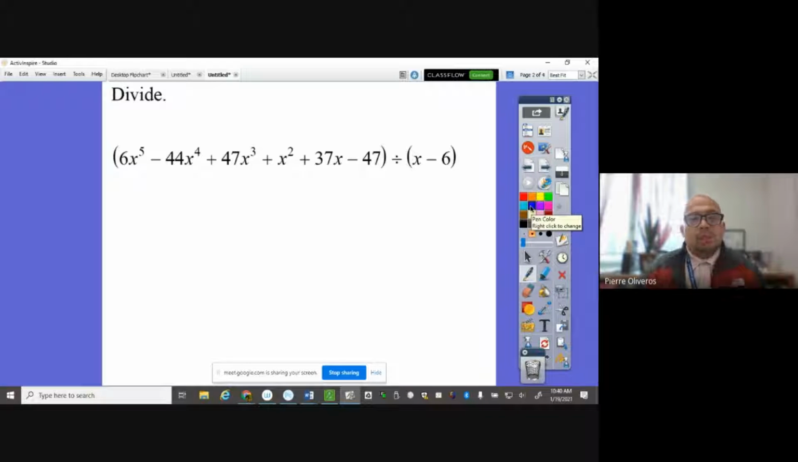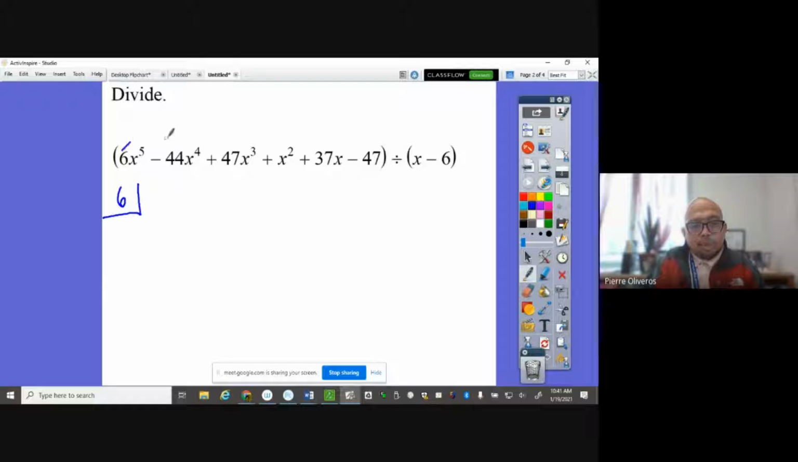All right, so first, we're going to divide this using synthetic division. 6x to the fifth minus 44x to the fourth plus 47x cubed plus x squared plus 37x minus 47 is divided by x minus 6. First, step 1, let's focus on our divisor here. x minus 6, if you set it equal to 0 and solve for x, add 6 to both sides, x is equal to 6. What number can you replace x with that will make it equal to 0? The answer is 6, because 6 minus 6 will be 0. So to make the story short, in our house, there will be a box right here. We're going to write 6 there.